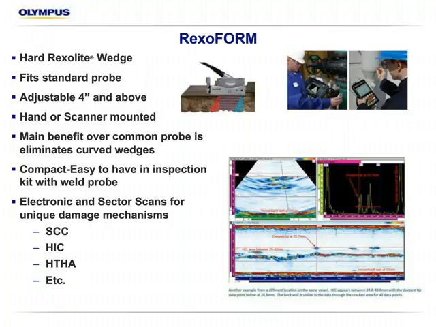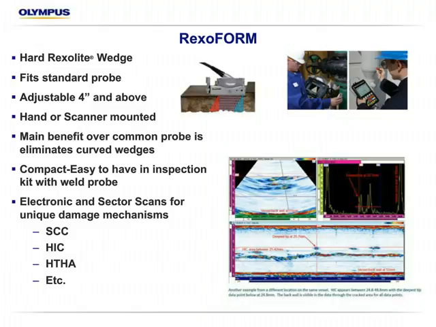So the real benefit, compared to just grabbing a phased array probe and having many different wedges, is that we don't have to actually curve the wedge from 4 inch and above. You buy one mechanism, but the acoustics are going to be very similar. This can also be hand scanned just on time with an encoder. It can be scanner mounted and do XY mapping as well.